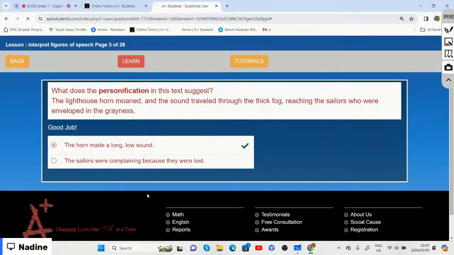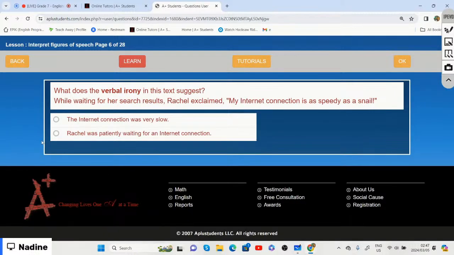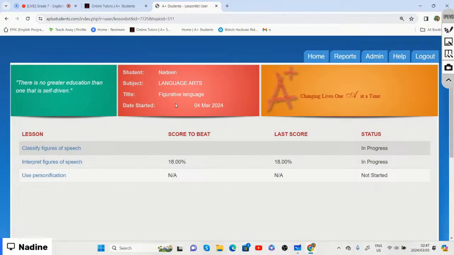So the sailors were able to hear, for example, the warning sign, right? All right, so that's figurative language, right? And we made mention of a lot of figurative speeches within our lesson.